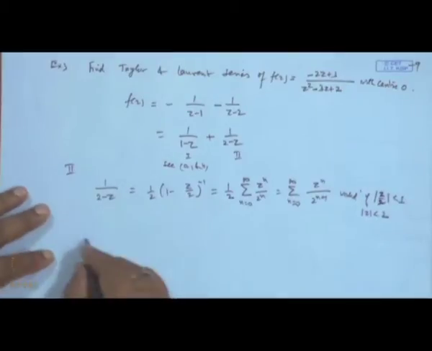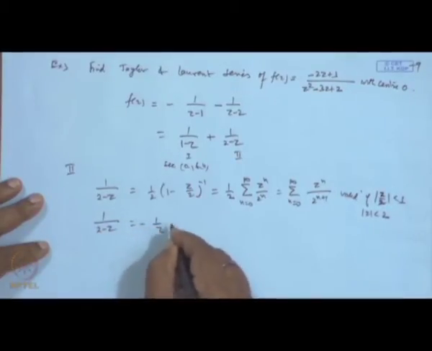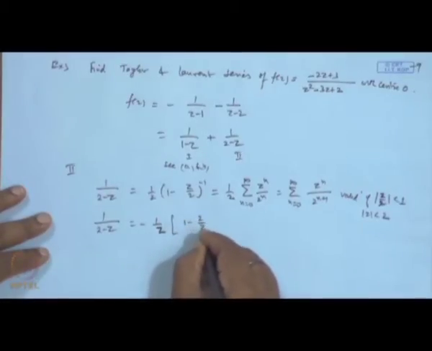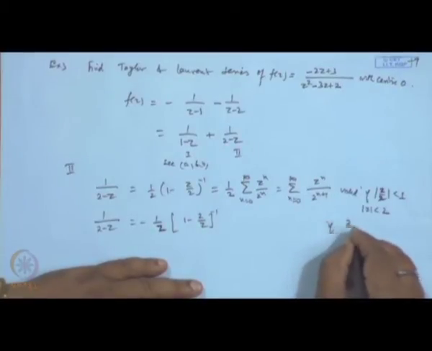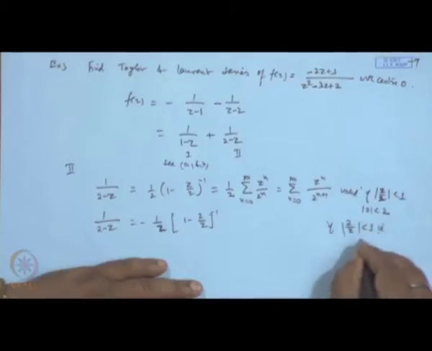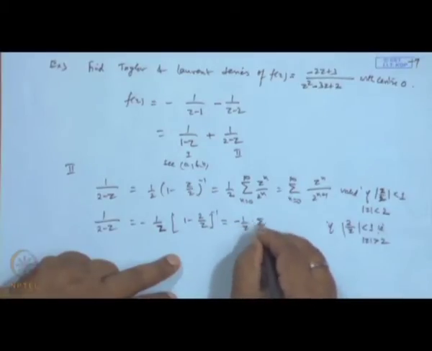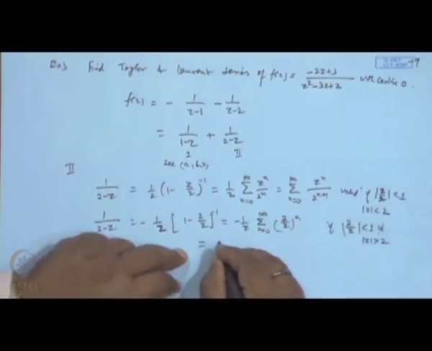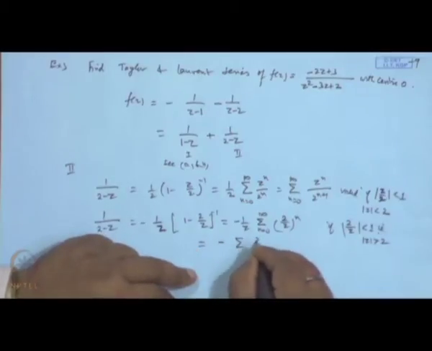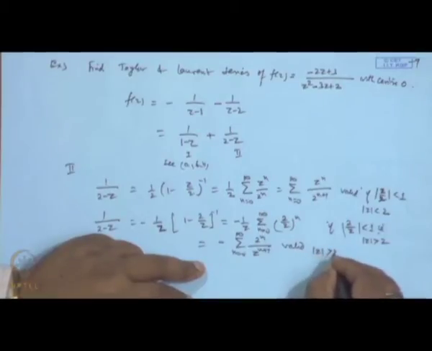And if I take z outside, then we can say minus 1/z outside, then we get (1 - 2/z) inverse. And if we put the restriction that mod 2/z is less than 1, that is mod z is greater than 2, then again we can apply the binomial expansion and we get sigma n is 0 to infinity (2/z)^n, and that comes out to be a series, which is minus sigma 2^n over z^(n+1), n is 0 to infinity, valid for mod z greater than 2. Okay.